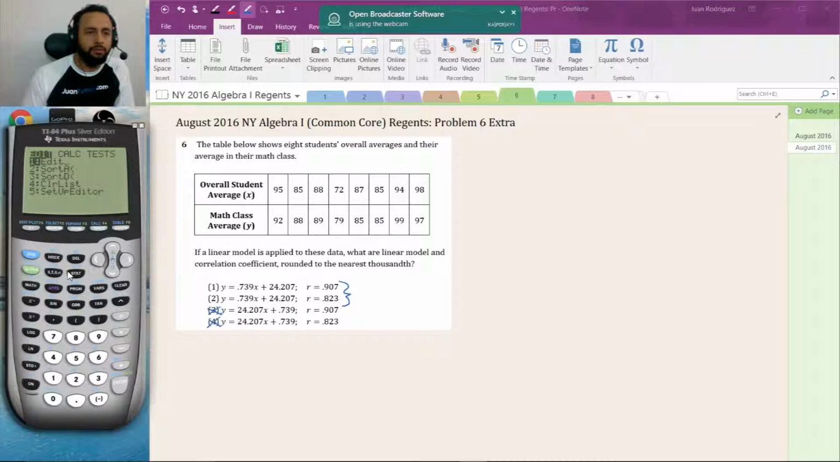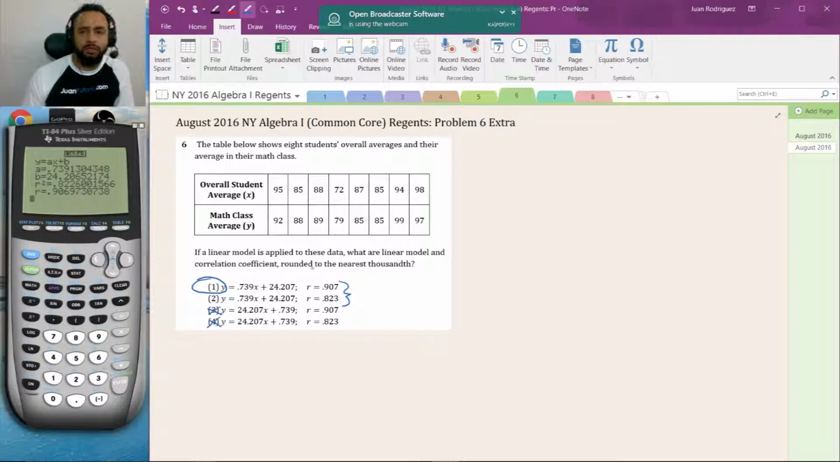Sorry, let's try it again. Calc, linear regression AX plus B, L1, L2, frequency list. Store the equation. I'm just going to store it again into Y1 just in case I want it. Enter. Calculate, and I see that R is equal to 0.9069, which rounds to 0.907. Okay, so that is the answer.